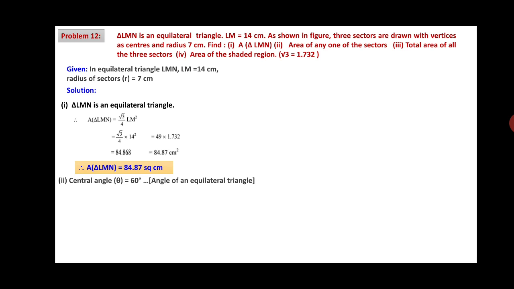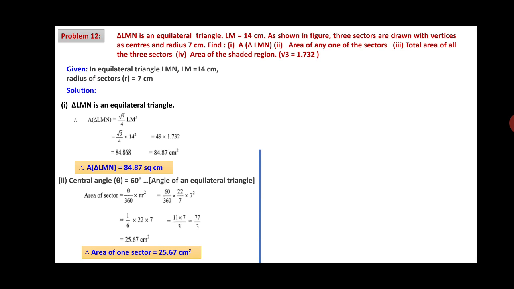Now, central angle theta is equal to 60 degree. That is the angle of the equilateral triangle. So, area of sector is equal to theta upon 360 into pi r square. Substitute the values. 60 upon 360 into 22 upon 7 into 7 square. So, which will be 1 upon 6 into 22 into 7. Therefore, 11 into 7 upon 3, which will be equal to 77 upon 3. Therefore, which will be equal to 25.67 centimeter square. Therefore area of the sector is equal to 25.67 centimeter square.